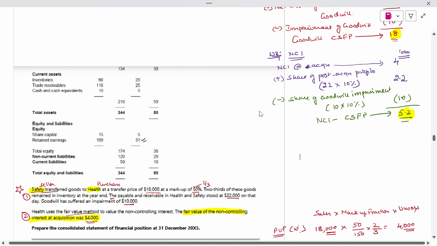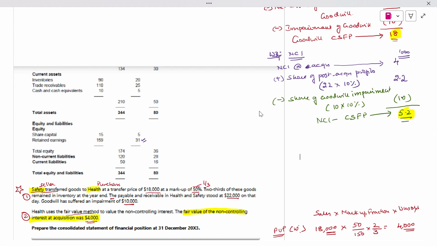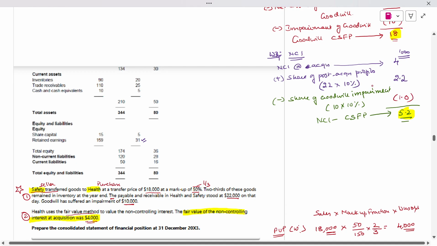Is it fine? Minus 4 plus 2.2 minus 10. Minus 10 is not there. Sorry, it is not minus 10. It is my mistake. It is 10,000, 10,000 times 10%.